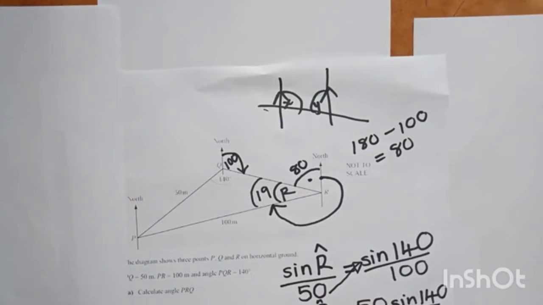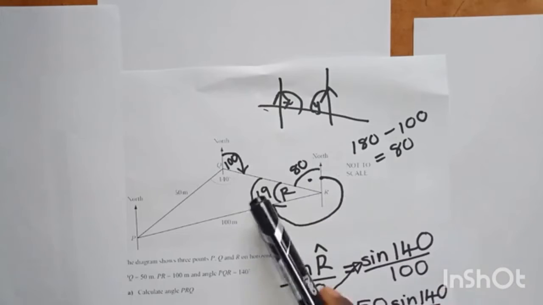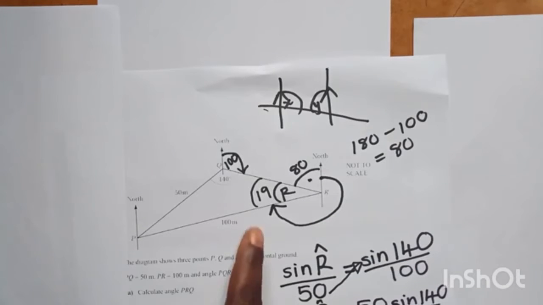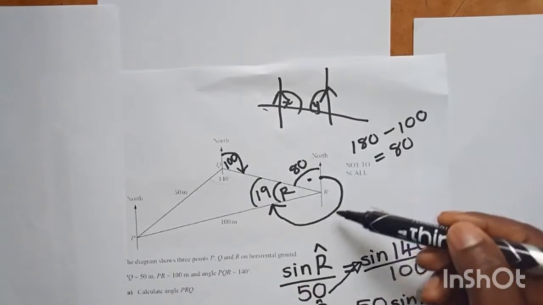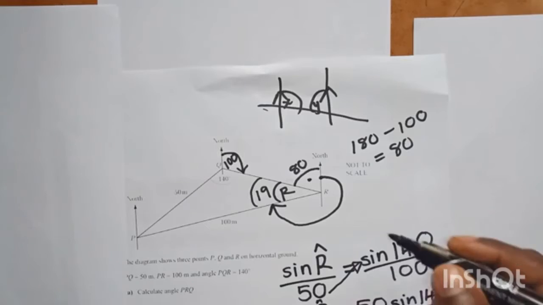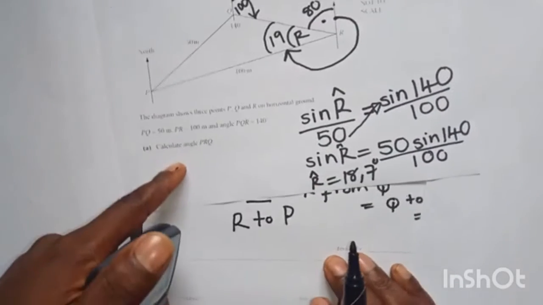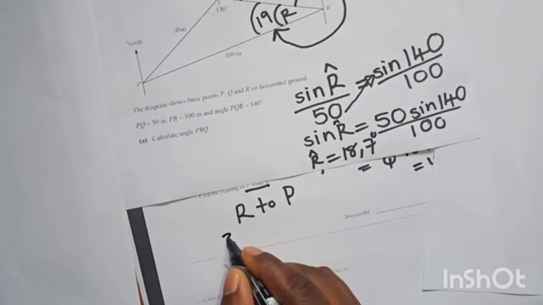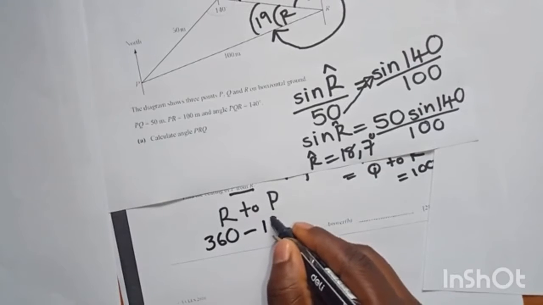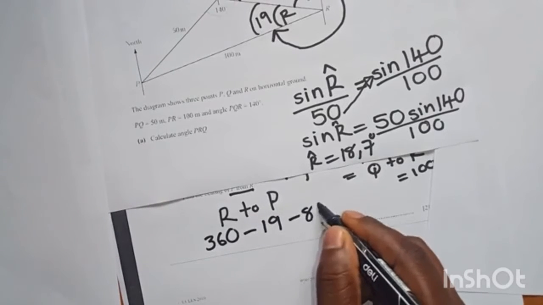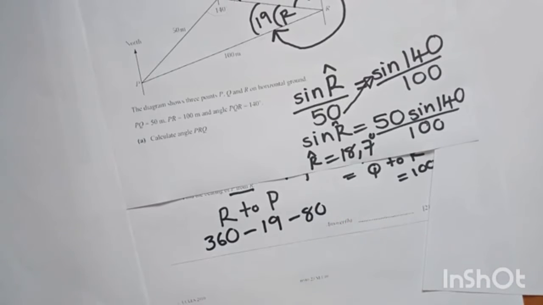Remember, angles which complete a circle, they complete a revolution, they add up to 360 degrees. So to find the required bearing, I'm going to deduct both 19 and 80 from 360 to calculate this required bearing. So our final answer is calculated as 360 minus 19 minus 80.